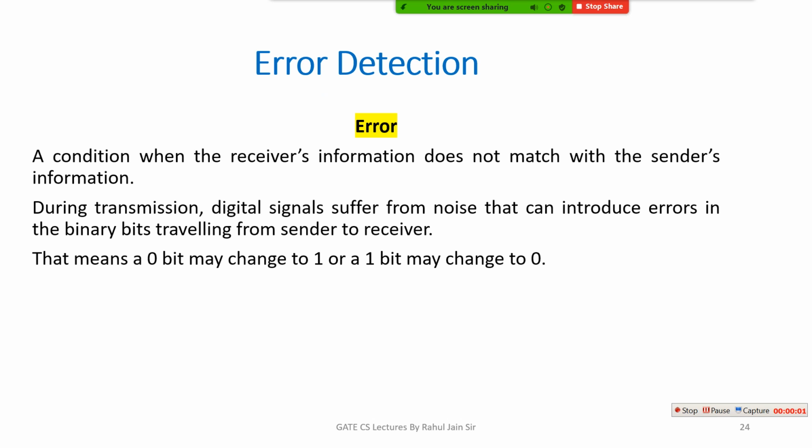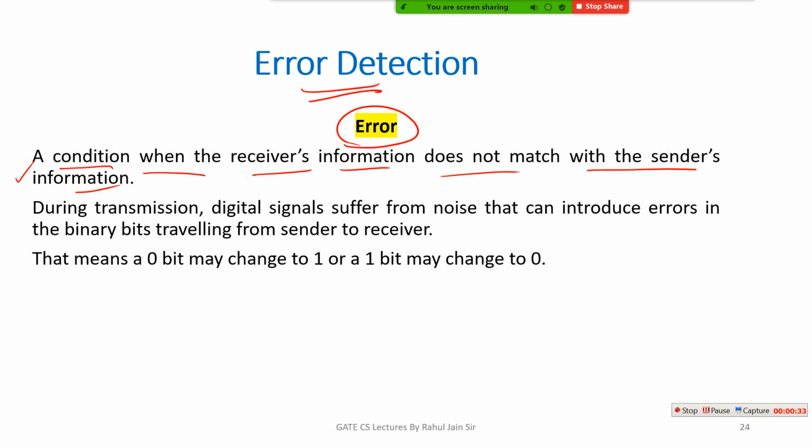If I talk about error detection, then what is error? Before error detection, let us talk about what is error. According to the definitional point of view, a condition when the receiver's information does not match with the sender's information is called an error. Whatever the sender has sent is not exactly taken by the receiver. The receiver has taken something else. That is called an error.